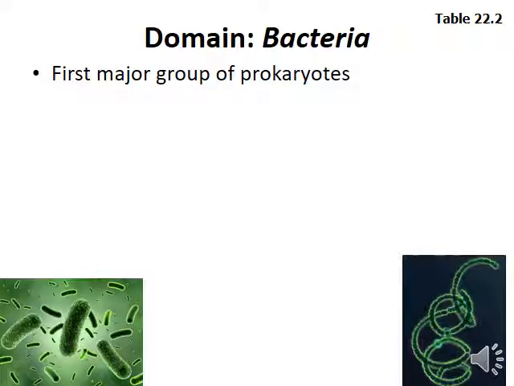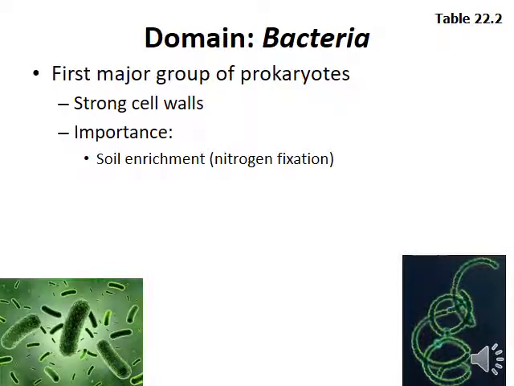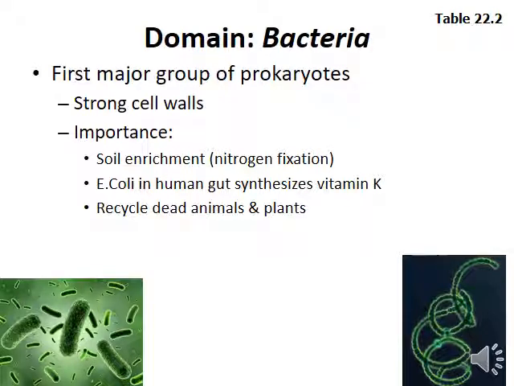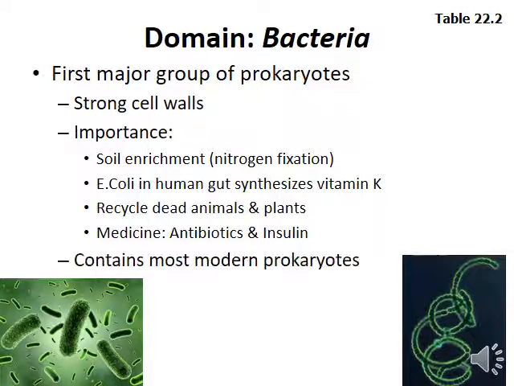So once again, the domain Bacteria, just to cover that a little bit more, is the first major group of prokaryotes, characterized by having strong cell walls. Very important for a number of reasons. That includes soil enrichment or nitrogen fixation. Also, E. coli in the human gut helps synthesize vitamin K. Oftentimes you see bacteria colonizing dead organisms. Also for medicine in terms of producing antibiotics and insulin, so very important from that aspect alone, for humans at least, and it does contain most modern-day prokaryotes.